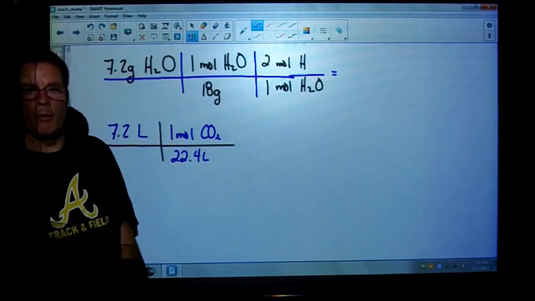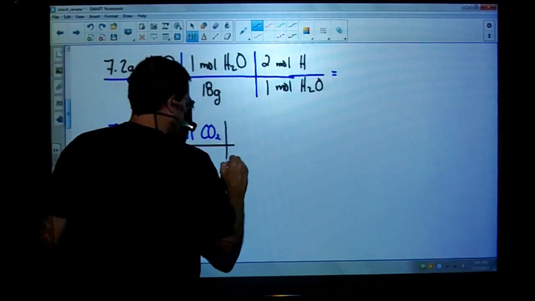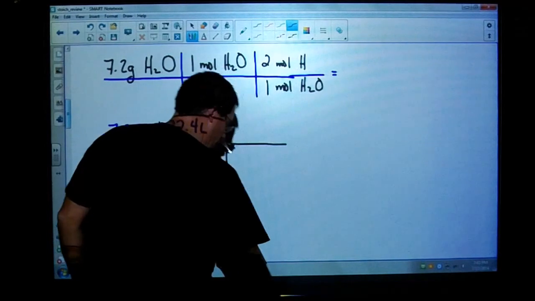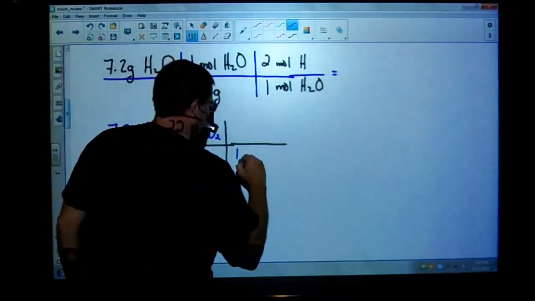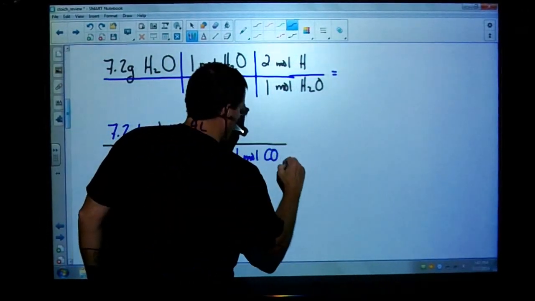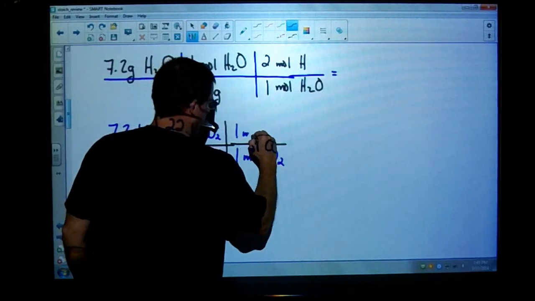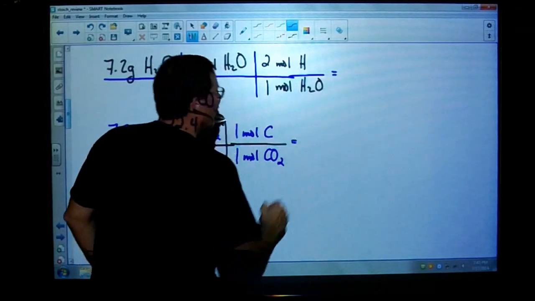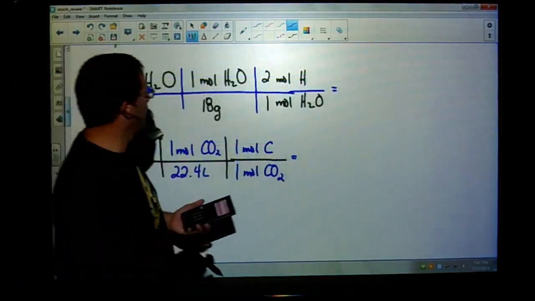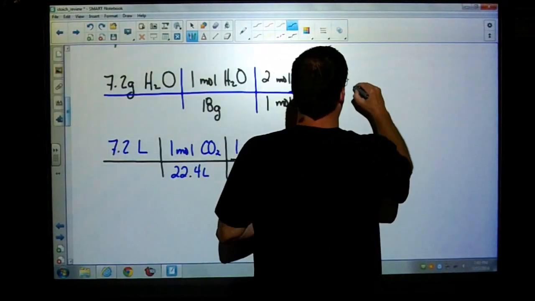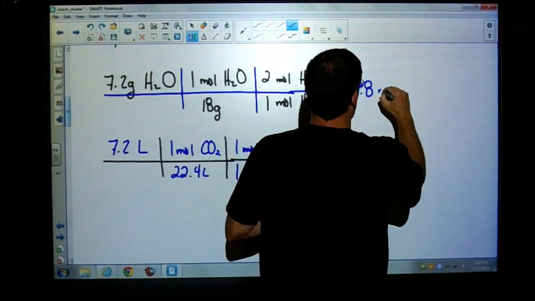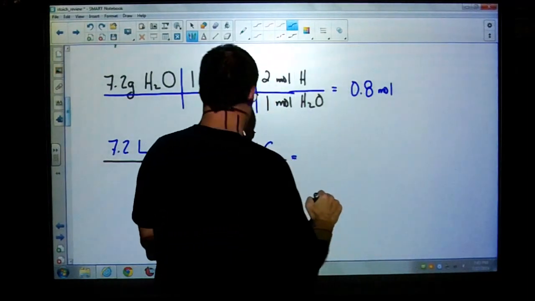But I need to find out how many moles of carbon dioxide I have, so be sure to take it one more step. In 1 mole of carbon dioxide, I have 1 mole of carbon. So let's get some numbers. My hydrogen is 0.8 moles, and my carbon is 0.32.